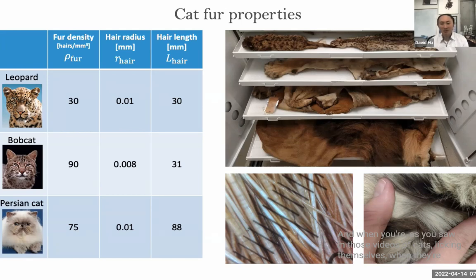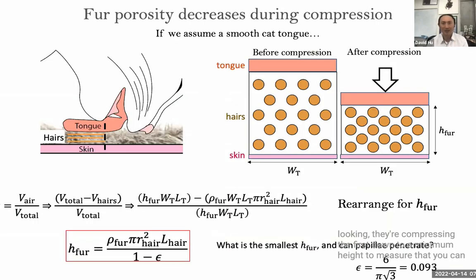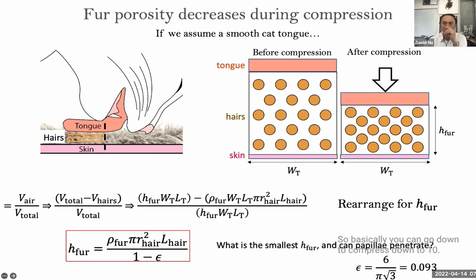As you saw from those videos of cats licking themselves, when they're licking, they're compressing the furs down to a minimum height. You can model that minimum height by keeping in mind that if you've got a cylindrical lattice, the minimum packing density you can ever get if they're packed is 0.09. So basically, it can compress down to about 10% of the volume being due to the fur.